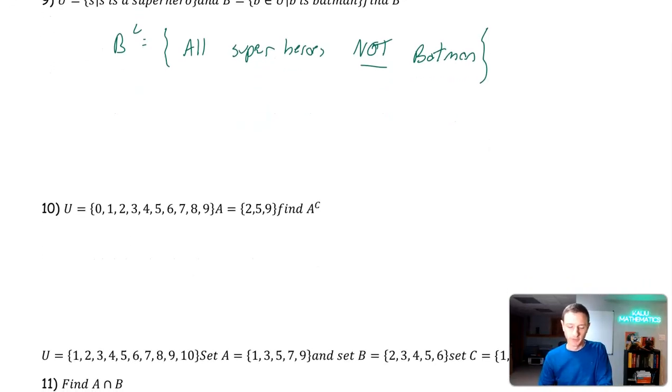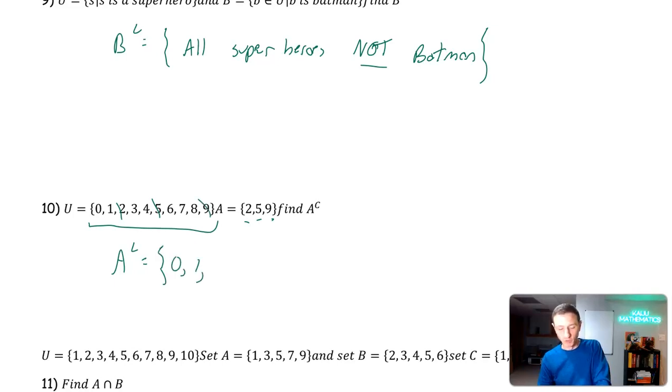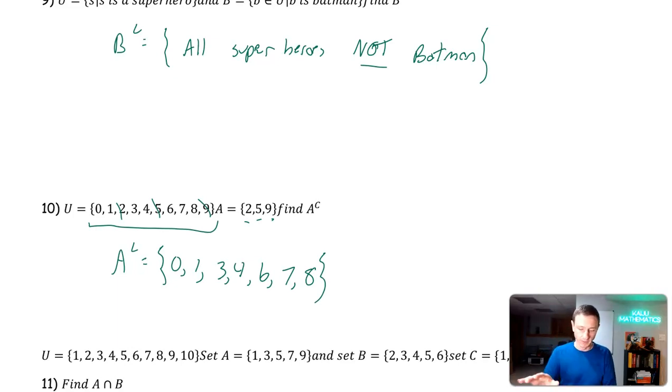We have this universe of 0, 1, 2, 3, 4, 5, 6, 7, 8, 9. And then we have the set 2, 5, 9. The complement of that set, the set is 2, 5, 9. In the universal set, we have 0 through 9. So that means the complement would be 0, 1, 3, 4, 6, 7, and 8. So everything else, not 2, 5, and 9, out of that universal set.